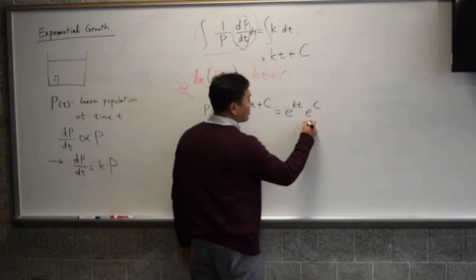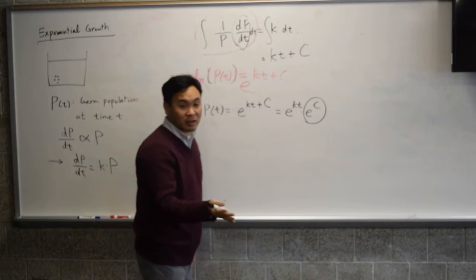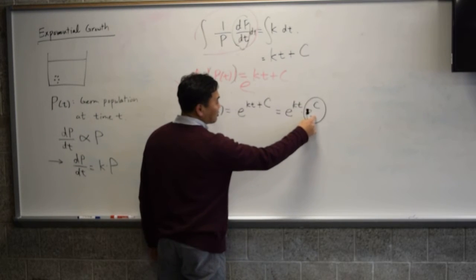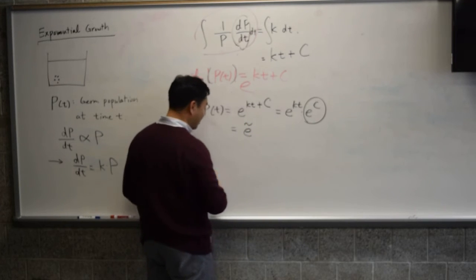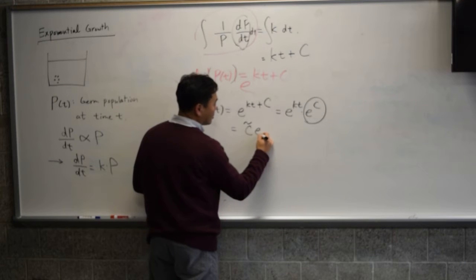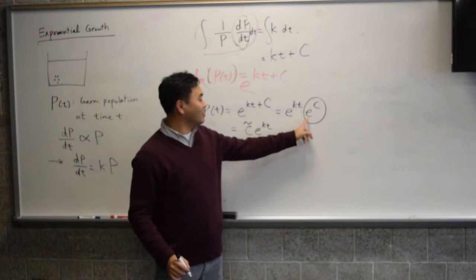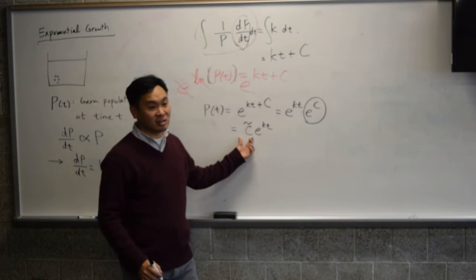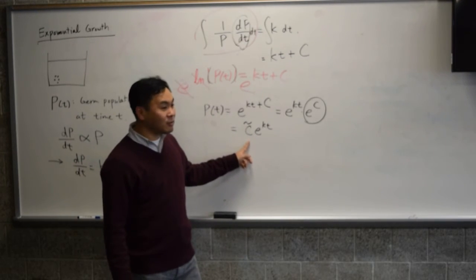And then think about what this is. c is some constant, so e to the c is some constant, right? So rather than writing it in this way, why not just rename this as some c tilde? I don't care what this e to the c is. It's just some number, okay? So I'm just going to call it c tilde. So this is what I have.